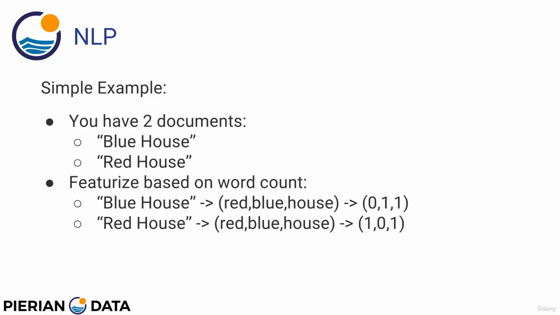A simple way to featureize text documents is to featureize based off of word count. So we transform blue house into a vectorized word count. We basically create a vector count of all the possible words throughout all the documents. In this case, they're red, blue, and house. And then we just count how many times those words occur in each document. That means in this case, for document 1, blue house, we get 0, 1, 1. Since red occurs 0 times, blue occurs once, and house occurs once. Similarly, for red house, we get 1, 0, 1, because red occurs once, blue 0 times, and house 1 time.